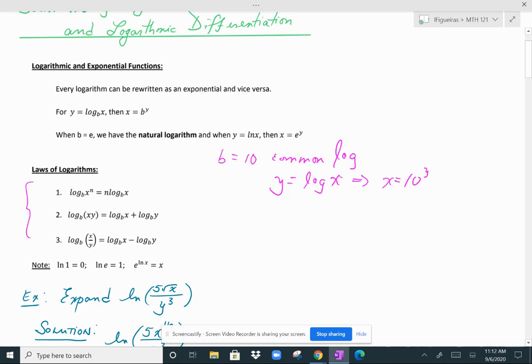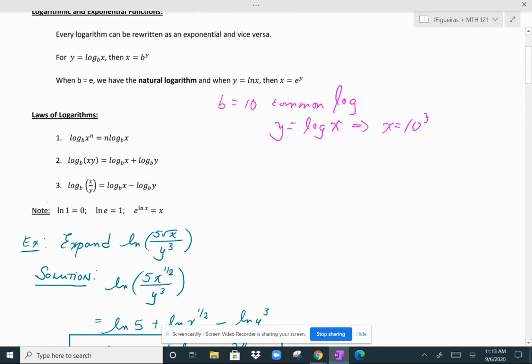The second one, regarding products, says that log base b of x times y gives the same value as log base b of x plus log base b of y. So the logarithm of a product can be rewritten as the sum of logarithms. The base would be the same on both sides. And then the quotient law or property says log base b of x divided by y is equivalent to log base b of x minus log base b of y, as long as y is not 0, otherwise the whole thing would be undefined.